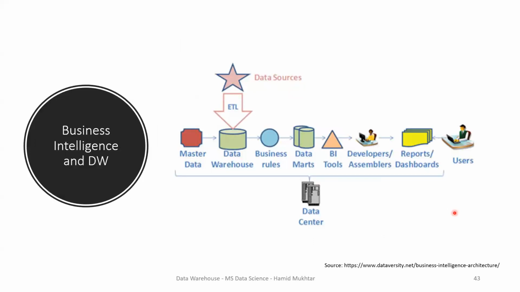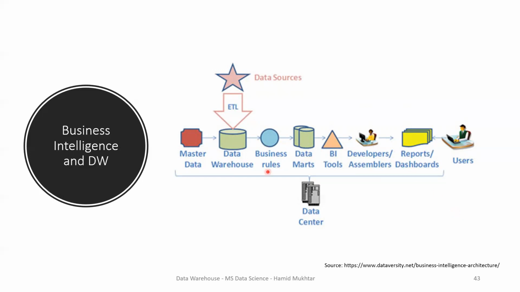Okay, business intelligence and data warehouse is another one. What you see here, we will talk about the data center sometime. What is a data center? In simple terms, it's just a place where you store the data. These are the servers, okay? But overall, how does data move in a business intelligence and data warehouse system? So there is the master data, which means the main data, and this can be from different sources. It is stored in the data warehouse, from different data sources through the process of ETL.